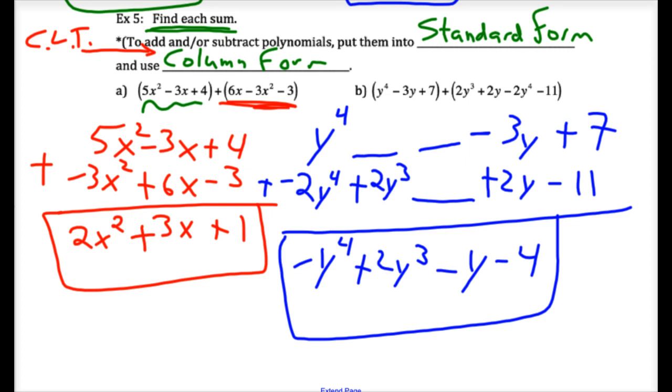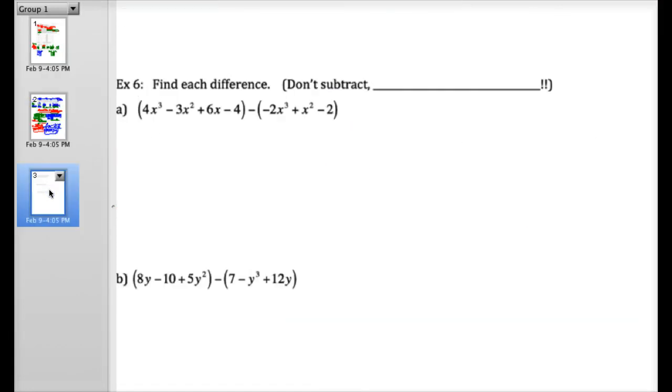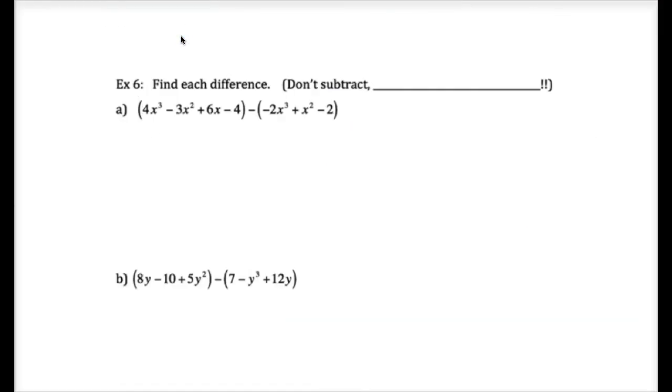Now, guess when it gets hard? When you have to subtract. Why is it hard when we subtract? Do we subtract in here? Guys, do we subtract in here? No, we add. Don't subtract. Add the opposite.